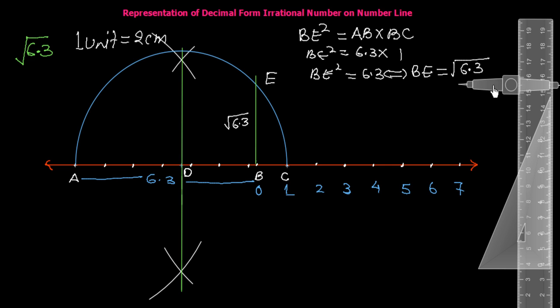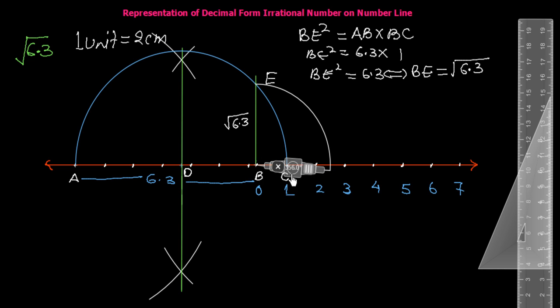Now what I will do, now I put my compass needle at B and take the radius BE. Okay, it is BE I am taking as radius, and draw an arc up to this number line. So we see what happens now. So I use a different color here. I use white color. So we see what happens now here. Okay, so this is square root of 6.3.